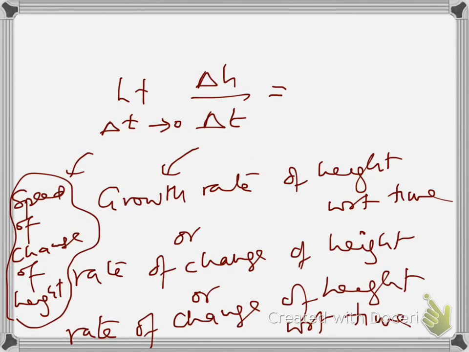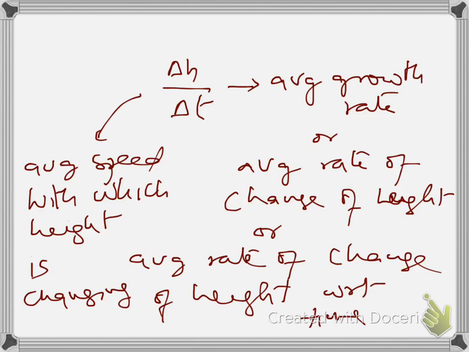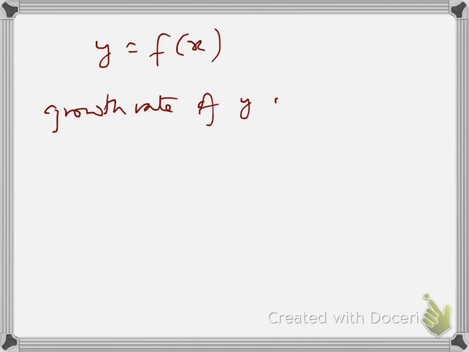Now I'm just erasing all these slides to make it clear. So suppose I have y equal to f of x. Here y is the dependent variable, x is the independent variable, y depends on x. How, I do not know. Somehow it depends, let us say. Now I want to find the growth rate of y with respect to x, or the derivative of y with respect to x, or the rate of change of y with respect to x.